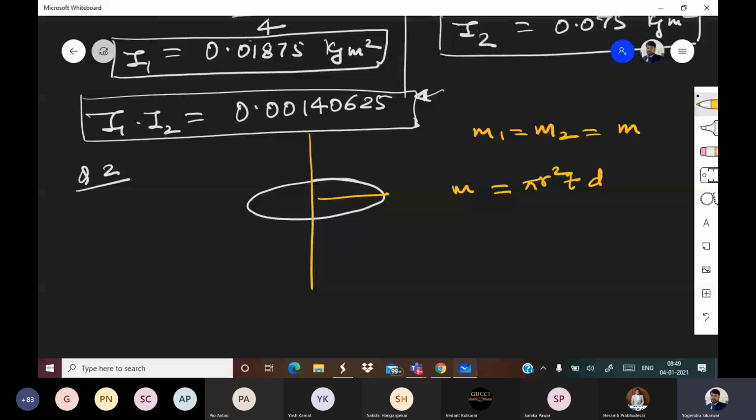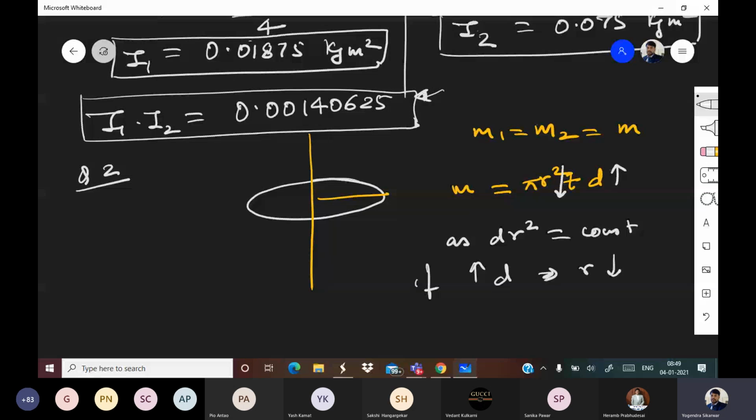So pay attention everyone, the one for which D is more, the radius R will be less. Are you getting it? Why? Because D into R square has to be constant. So as D into R square is equal to constant, if D is more, R will be less. Is that clear to everyone?